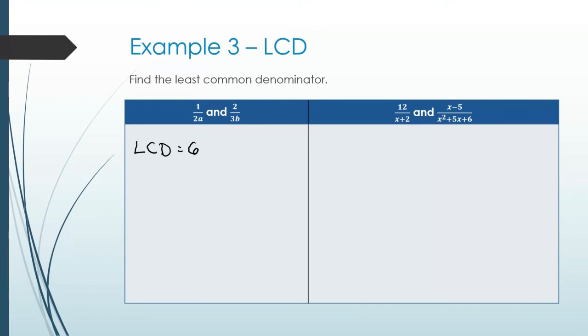That's what I'm doing. So out of the numbers 2 and 3 in my denominator, the least common multiple is 6. So that's part of my least common denominator. Then I look at my variables. I have an a in one of them and not in the other one, so I need to have an a. And then I have a b in one of them and not in the other one, so I have to have a b. So my least common denominator is 6ab.